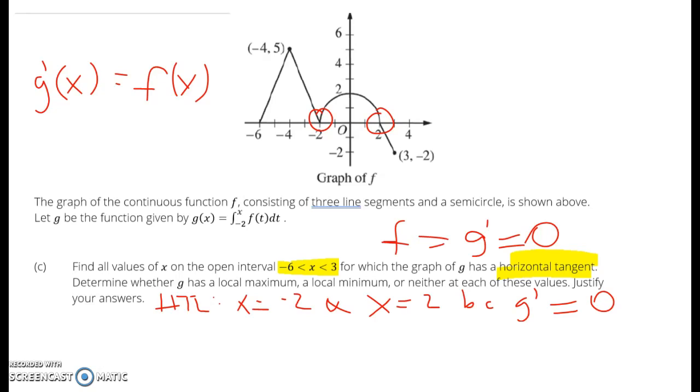Okay, so now we can look a little more specifically and try and do our classification. Notice that at -2, your graph of f or g prime is above the axis on the left and above the axis on the right. Therefore, there's no change in sign. So for x equals -2, we're going to have neither, because g prime does not change sign.